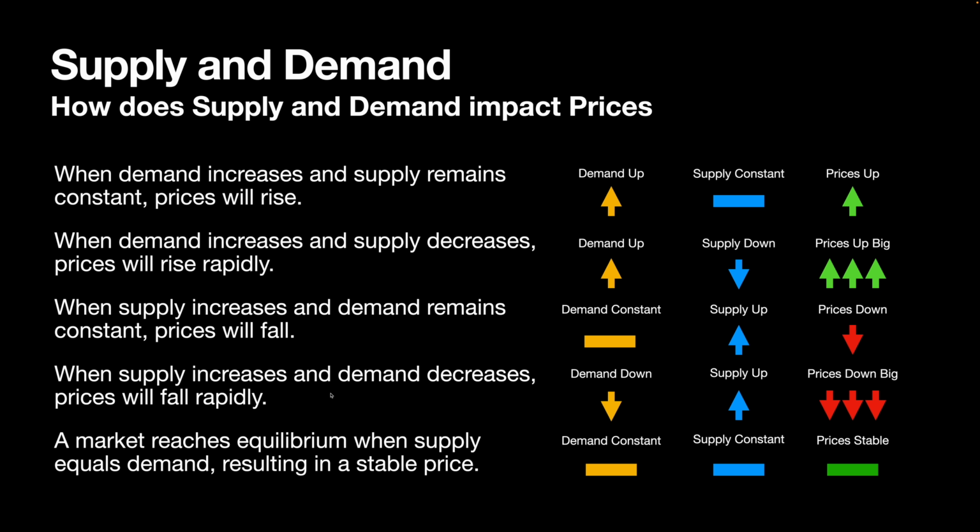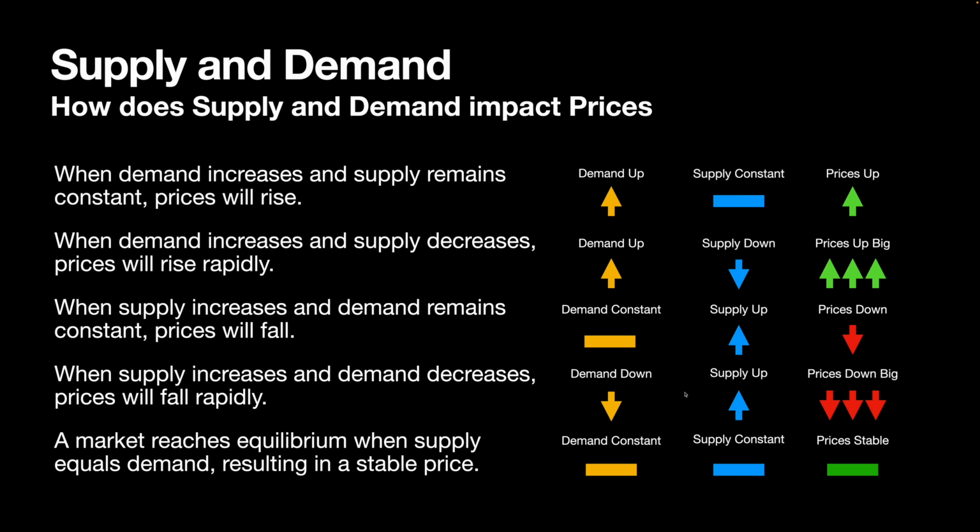When supply increases and demand decreases, prices will fall rapidly. So demand starts to go down. For example, when people stopped driving during the pandemic, demand for gasoline went down considerably, and there was a massive amount of supply on hand. Gas stations will keep the supply so that they can meet the demand. That's typical. And as demand started to drop, prices, of course, fell dramatically during the pandemic.